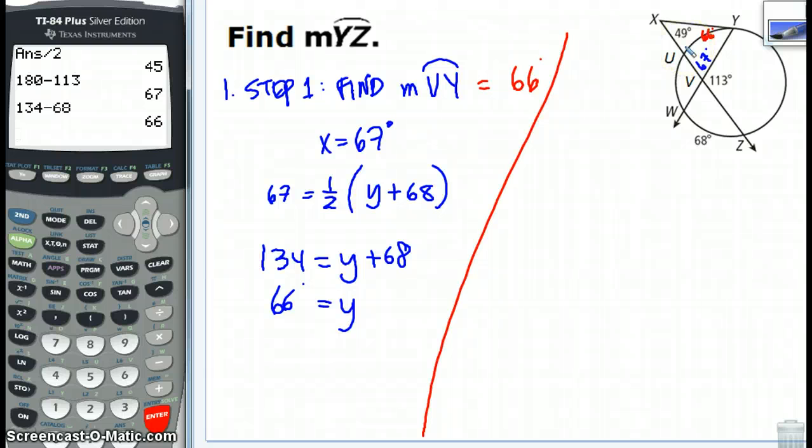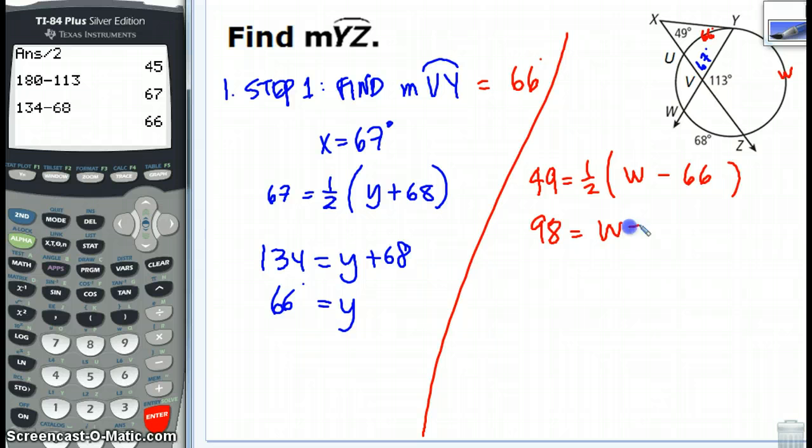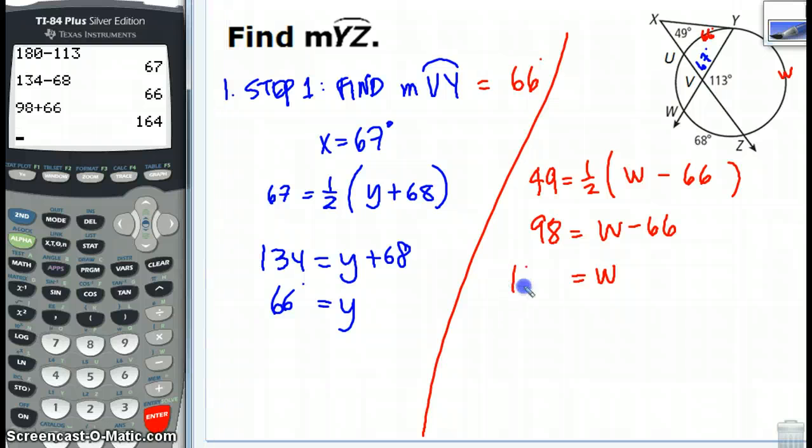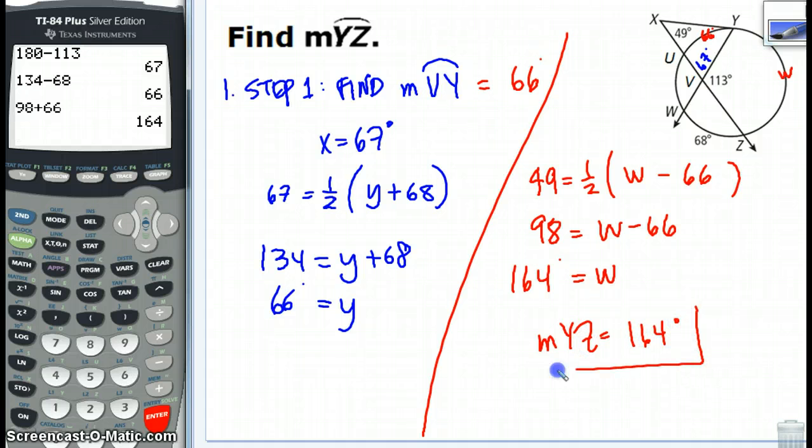So here we go. Let's call this W. So we're going to say that 49 is equal to 1/2 the difference of the intercepted arcs, which is W minus 66. Get rid of my fractions, and I get 98 equals W minus 66, or W equals 98 plus 66, 164. So the measure of arc YZ is equal to 164 degrees.